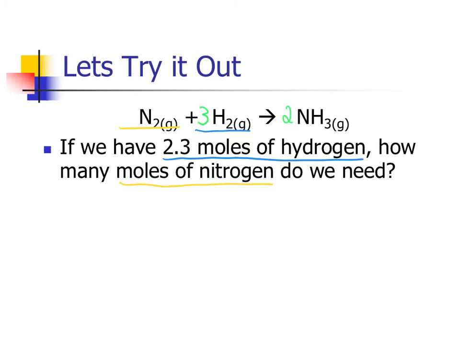Write the problem out. Show yourself and or others the work that you need to do. Circle it if you have to. Put a box around it if you have to. So it makes it easier for you to identify what you're given and what you want. I'm given 2.3 moles. I'm asked to find moles of nitrogen.